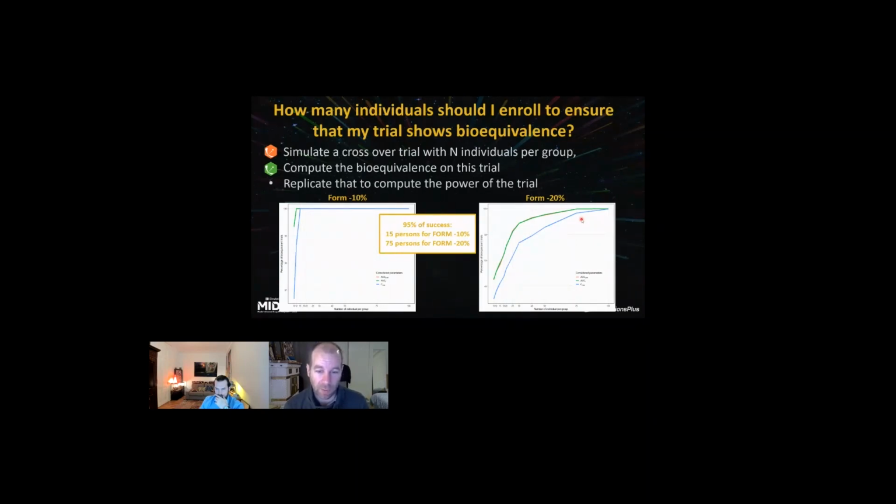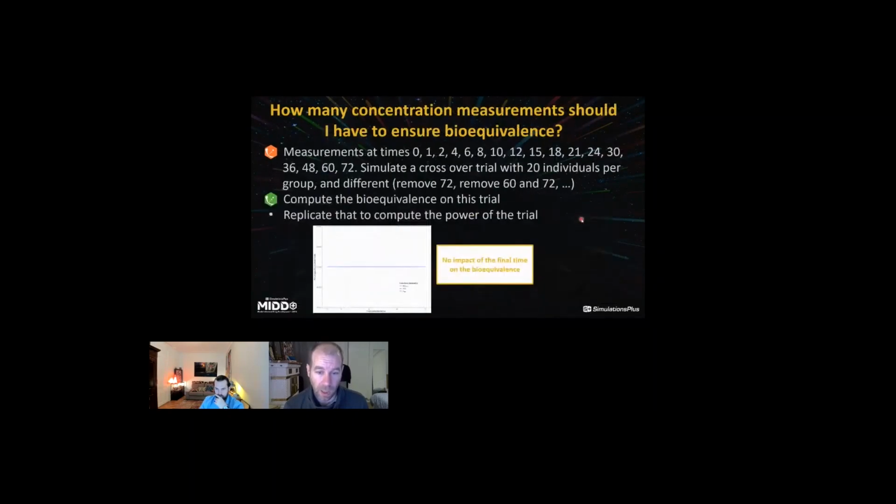The other one is that we are making a lot of concentration measurements, and we can say this is a typical pattern of the times that we can take blood concentration. Again, that's very costly and time consuming to have all these measurements. What's the impact of removing one time? We can test a lot of different ones. Again, we simulate different populations, we compute bioequivalence on this trial, and we use replicates to limit the uncertainty to compute the power of the trial.